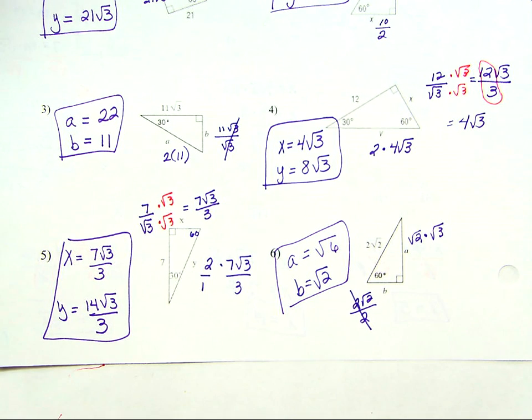Now I know simplifying these or solving the values for these special right triangles can be confusing at first. It does get better the more familiar you are with the ratios and also the more familiar you are with simplifying radical expressions. If you have questions on this or you want to go through more examples, please come in and see me.